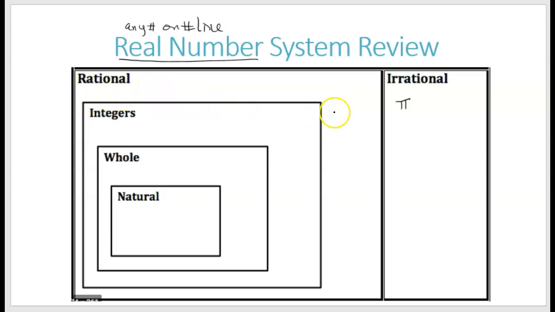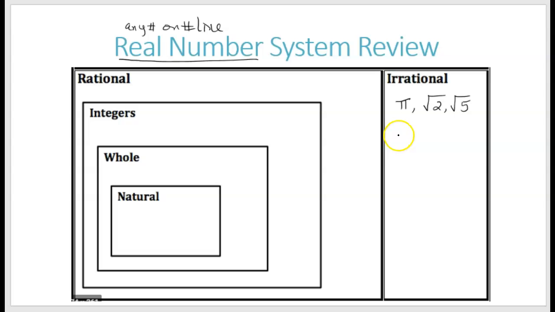Now, there are the rational numbers and the irrational numbers. Rational numbers has a bunch of subsets within it, okay? If a number is irrational, it's just irrational. And the irrational numbers, let's hit that since I'm talking about it, would be pi or something like the square root of 2 or the square root of 5 or something like that that cannot be simplified all the way, okay? So those would all be examples of irrational numbers.